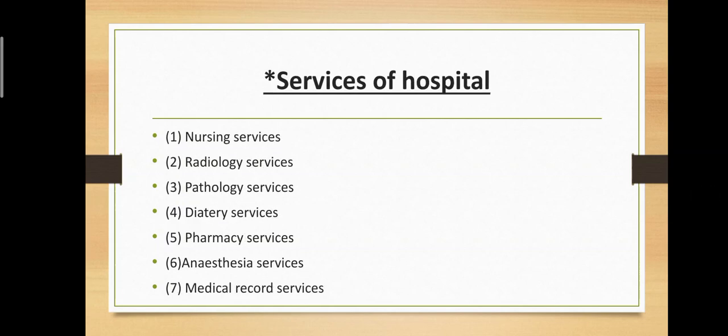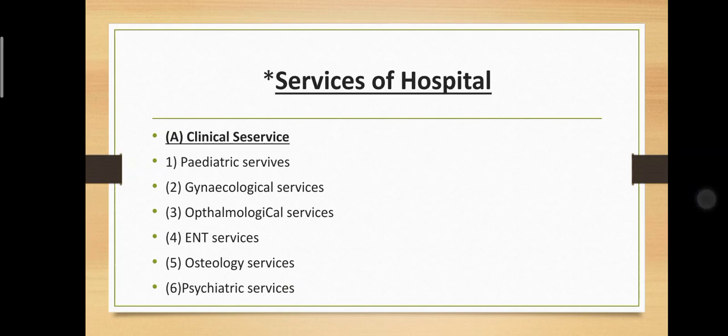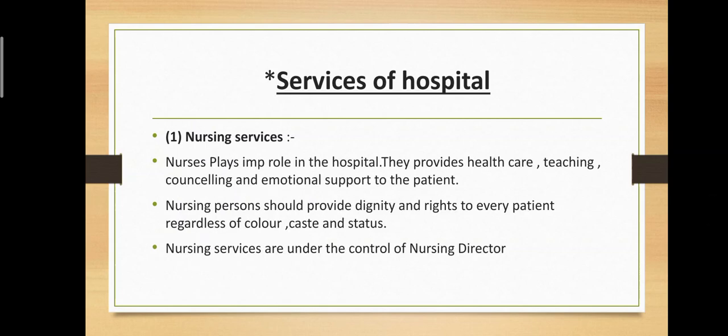And B, supportive services. These are the supportive services. Under the supportive services, there are seven types. First one, nursing services. Second, radiology services. Third, pathology services. Fourth, dietary services. Fifth, pharmacy services. Sixth, anesthesia services. Seventh, medical record services. Let's see one by one in detail.